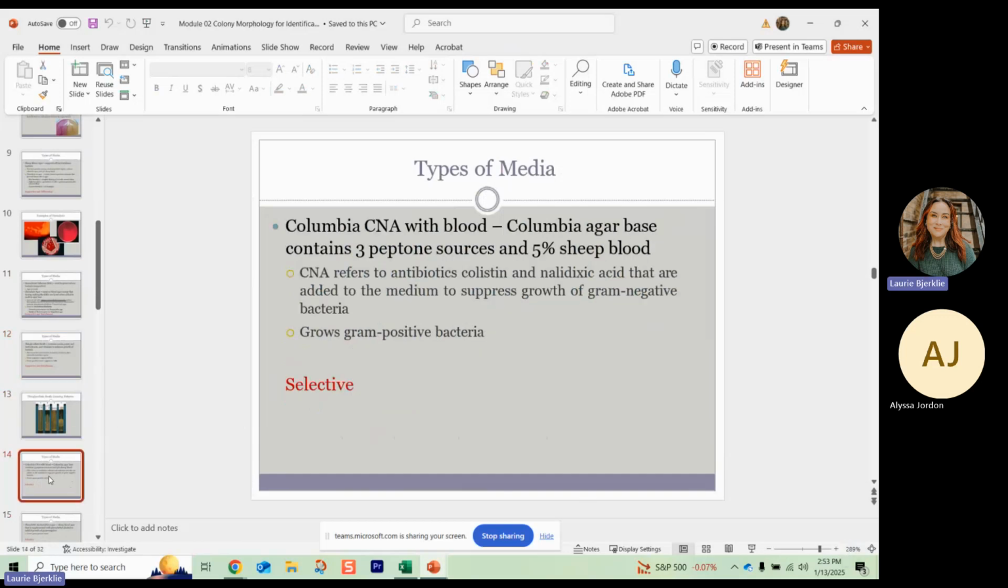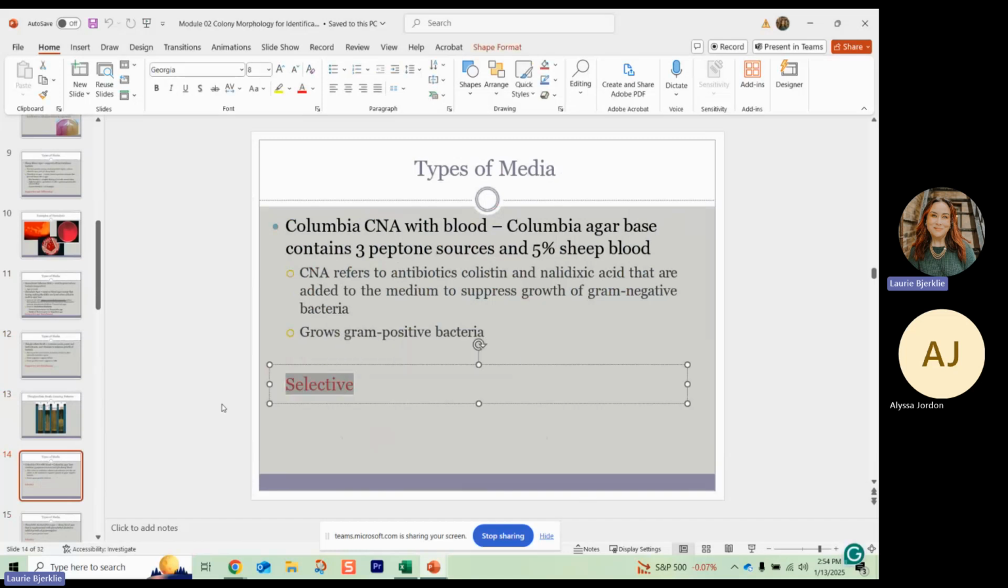Okay, next one is Columbia CNA. We just call it CNA. It has the antibiotics colistin and nalidixic acid in it. These are added to inhibit gram-negative bacteria, so it's only going to grow gram-positive bacteria. That is all it will grow. So if you ever see growth on a CNA plate, you're going to know it's a gram-positive for sure. You still have to gram stain it, of course, but it should be gram-positive.